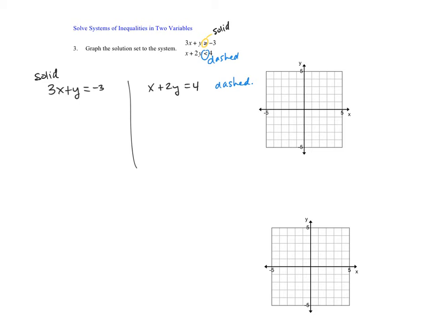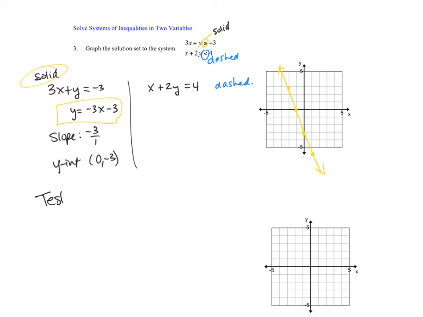All right, so moving along, I'm going to rewrite this in y equals mx plus b form, subtracting 3x from both sides. So then I have the line, the slope there is -3, which we can think of as -3/1, and the y-intercept is at -3. That's the y value of that y-intercept. So I'm going to go ahead and just plot that, and I'll use yellow for this one, and I need a solid line. So y-intercept is -3, 1, 2, 3. So there's my graph, and now I need to do a test point.